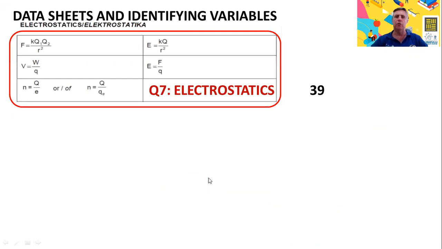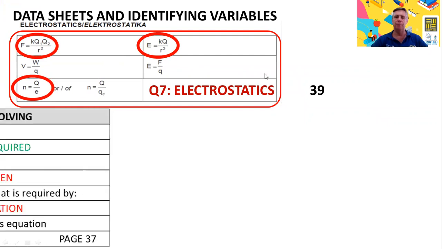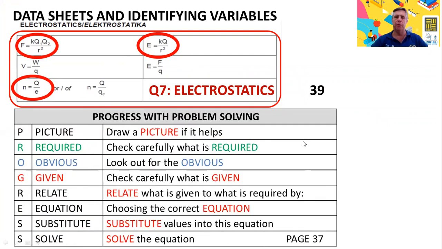Remember, our equations we find on page 39. We're going to use that equation: number of electrons equals total charge over charge on one electron. We're going to use Coulomb's law, and we're going to use this equation for electric field, a distance r from a charge q. These are on page 39. Please remember our progress method that you were taught on page 37. Go back and revise if you've forgotten it.